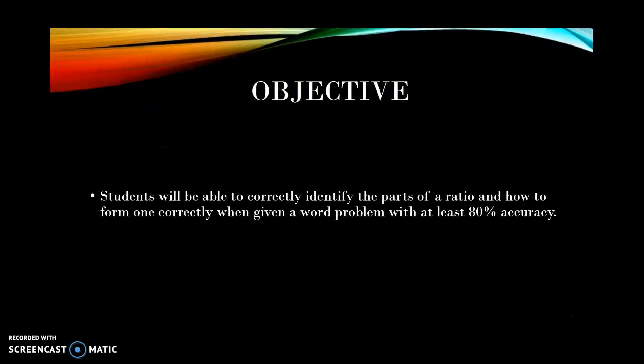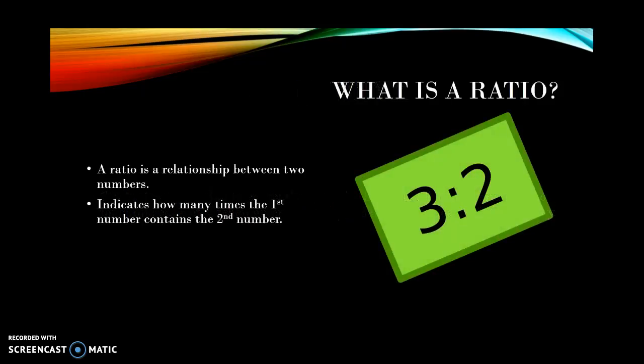The objective of the lesson today is to be able to correctly identify the parts of a ratio, as well as to understand how to form one correctly, and to understand where the parts go and why they go there, because there is a difference in the parts of a ratio. So first, we're going to start off with what is a ratio.